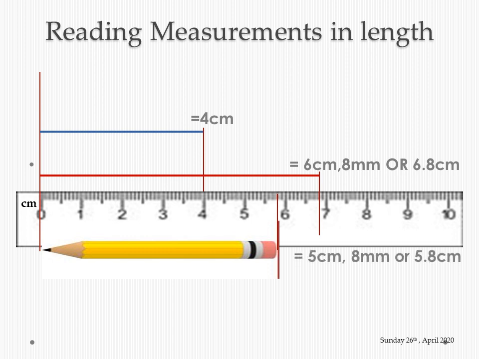Let's take a look at the pencil. The pencil stops somewhere almost close to 6, but not up to 6. So it has crossed 5 centimeters. We can say it's 5 centimeters and count the lines in between, we have 8 of them. 5 centimeters and 8 millimeters, or 5.8 centimeters.